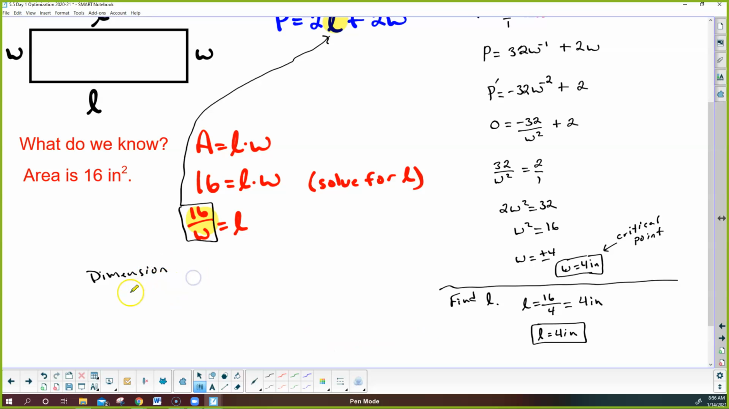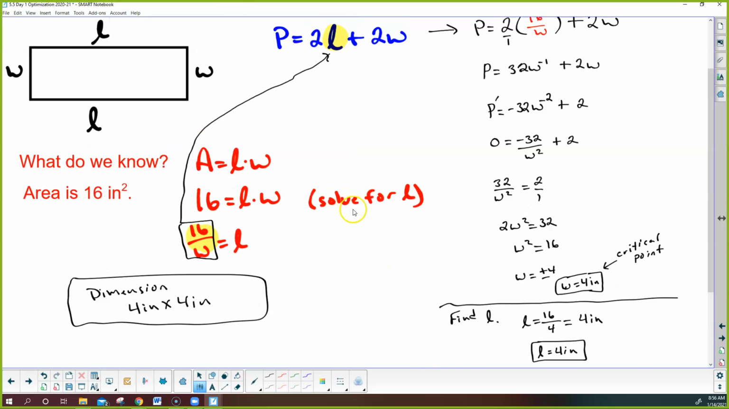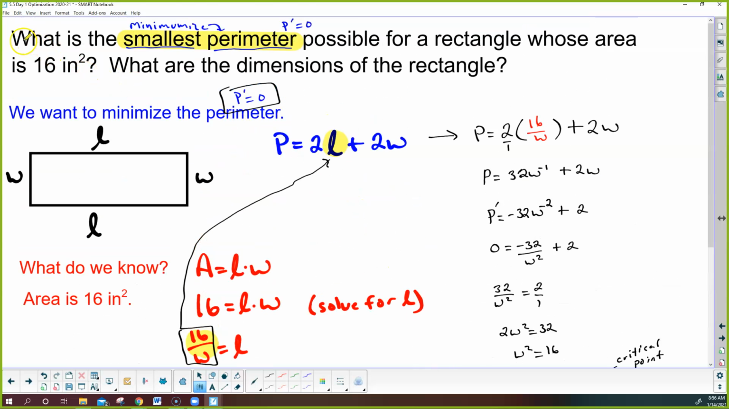The dimensions are a 4 by 4 rectangle. But as we talked about before, we should always go back and reread this problem. I'll come back to this little piece here, but I'm going to reread it. The first question says, what is the smallest perimeter possible for a rectangle whose area is 16? What are the dimensions of the rectangle? Well, we found the dimensions. I just have to answer the rest of the problem.